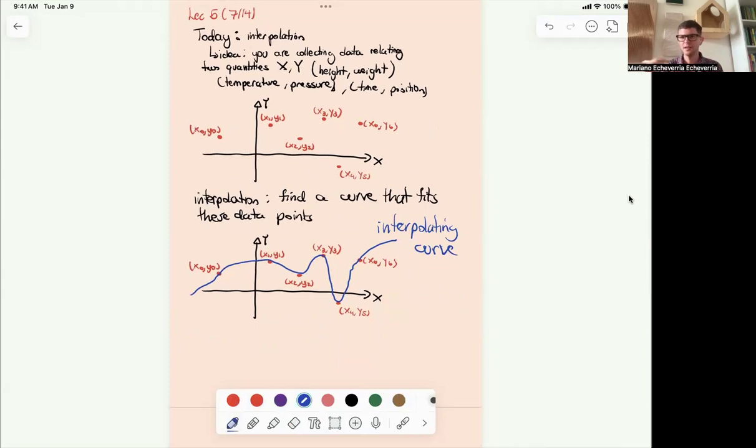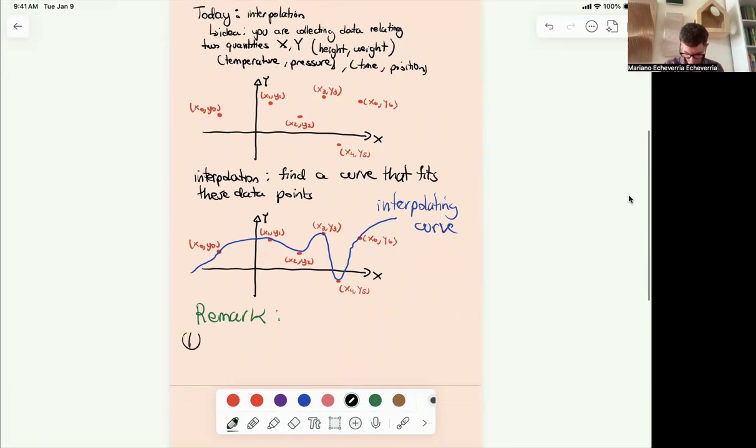But as a remark, actually two remarks that I'll make. Again, for now, we are interested in curves that pass exactly through all the points, so we do want the curve to pass through all the points.